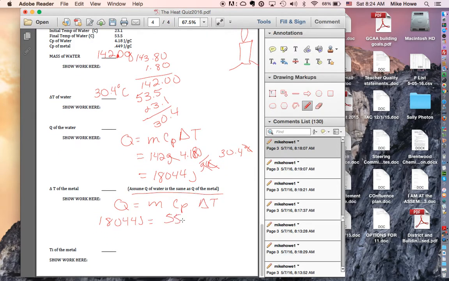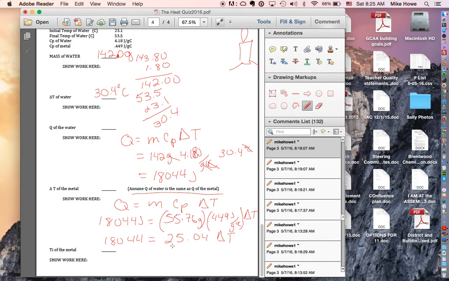So 55.76 grams. The specific heat capacity of the metal we know is 0.449 from the data at the top of the page. That's joules per gram degree C. And we don't know the delta T, so we're going to solve for that. So we know that 18,044 equals the product of these two numbers times delta T. So let's go ahead and work that out. 55.76 multiplied by 0.449 is 25.04. So I'd have 25.04 delta T, and that equals 18,044.